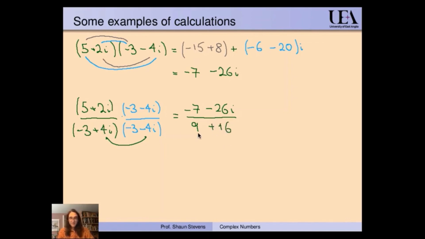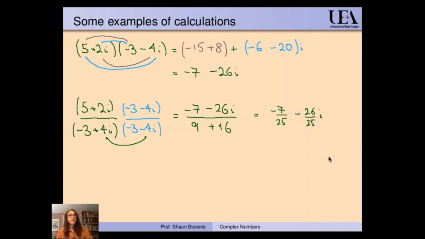And notice, this is really rather nice. We're getting a sum of 2 positive things, and so we're definitely not going to get 0 in the denominator. And that's quite key. That's why we can always do division. And this simplifies. So, of course, 9 plus 16, that's 25. And so then I can write this as minus 7 over 25 minus 26 over 25.